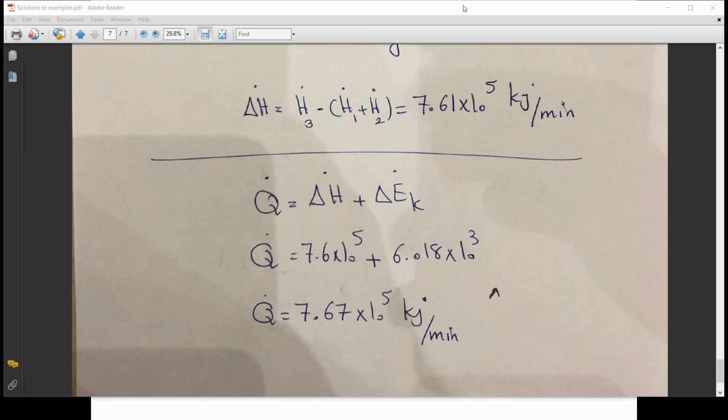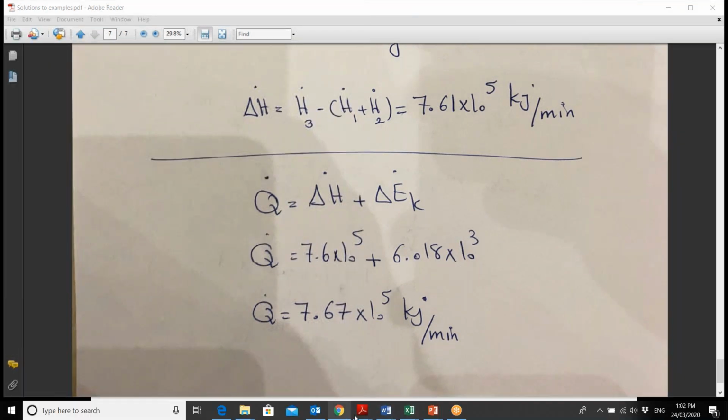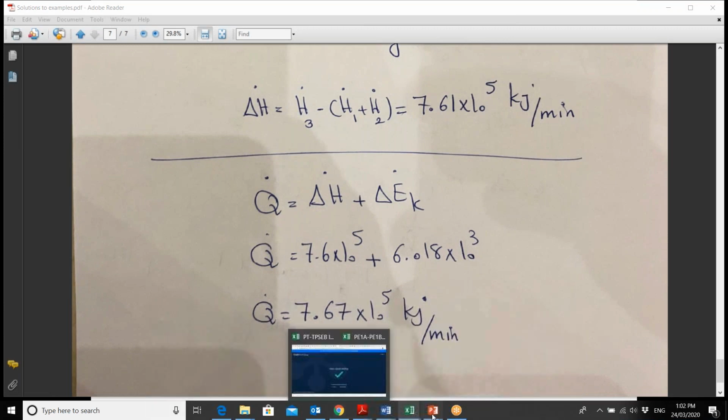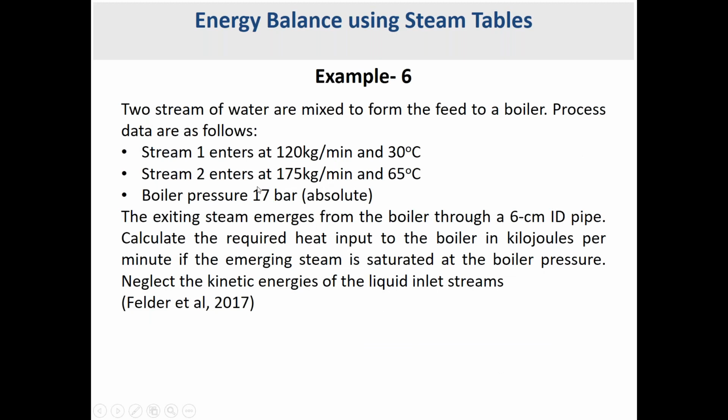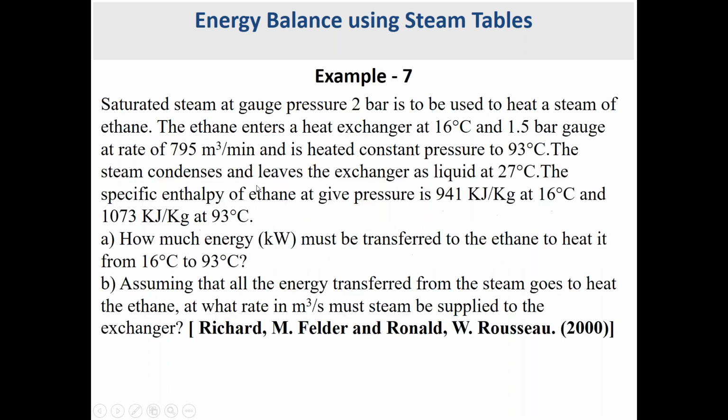Now we continue with the next example. I give you next example for yourself to solve, but I will try to solve it for you now. So that is the way we calculate the required heat input to the boiler in kilojoule per minute, right? So what is the next example?